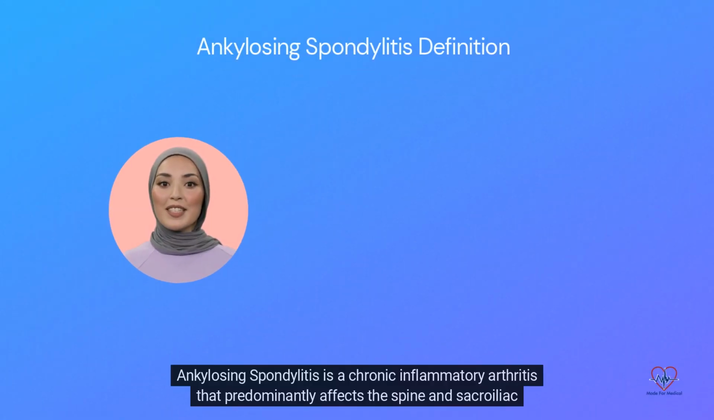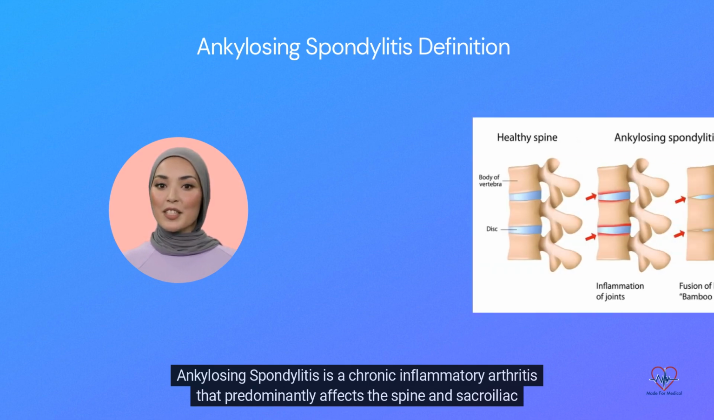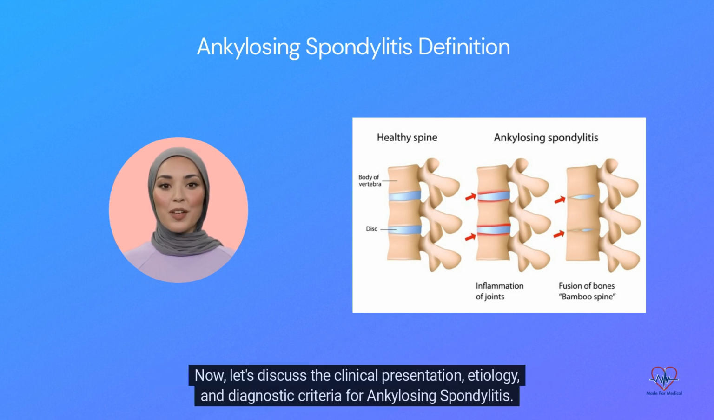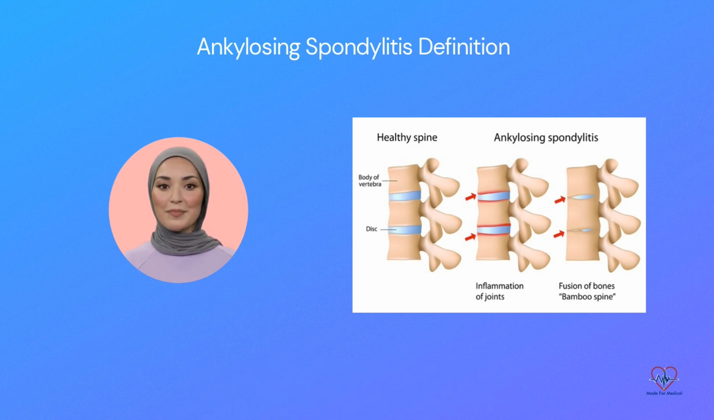Ankylosing spondylitis is a chronic inflammatory arthritis that predominantly affects the spine and sacroiliac joints. It belongs to a group of diseases called spondyloarthropathies. Now, let's discuss the clinical presentation, etiology, and diagnostic criteria for ankylosing spondylitis.